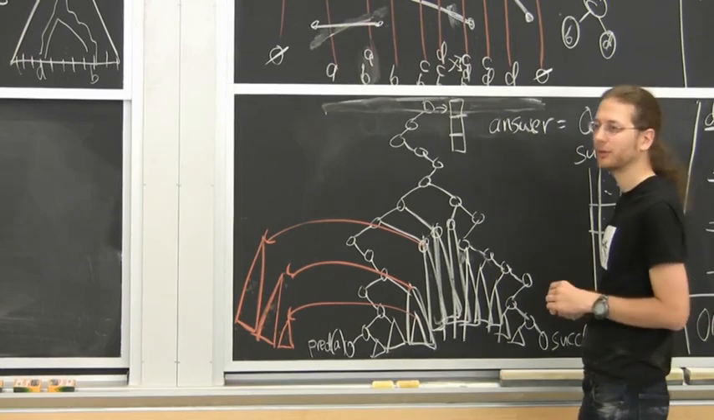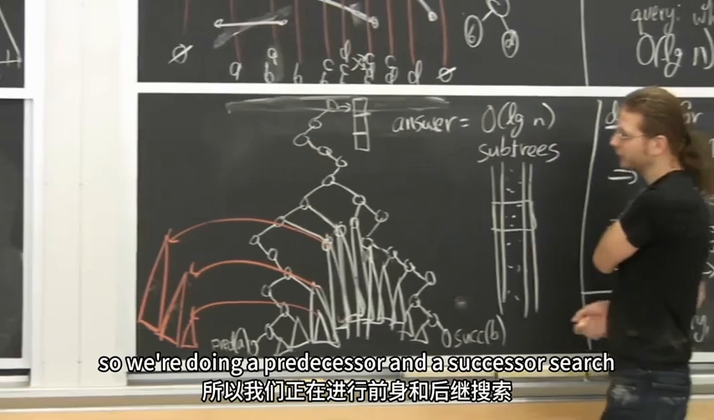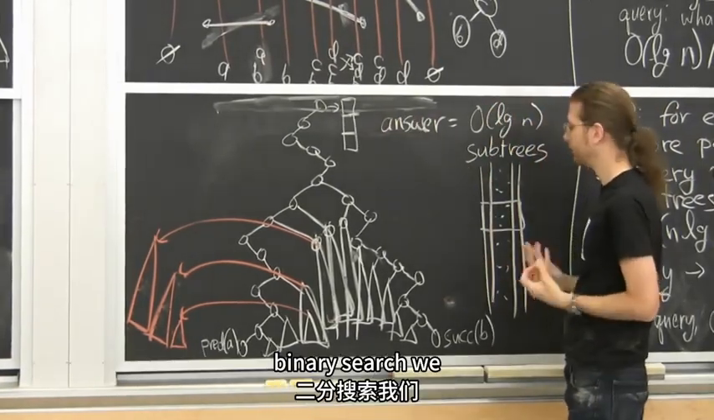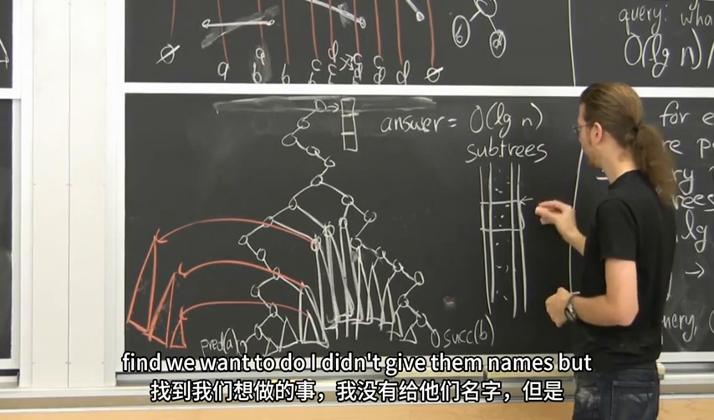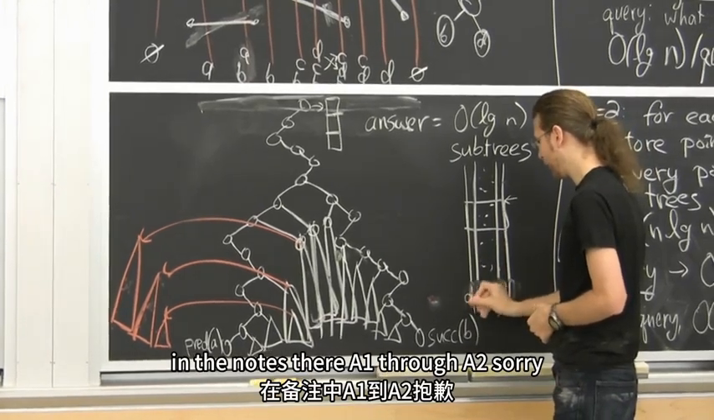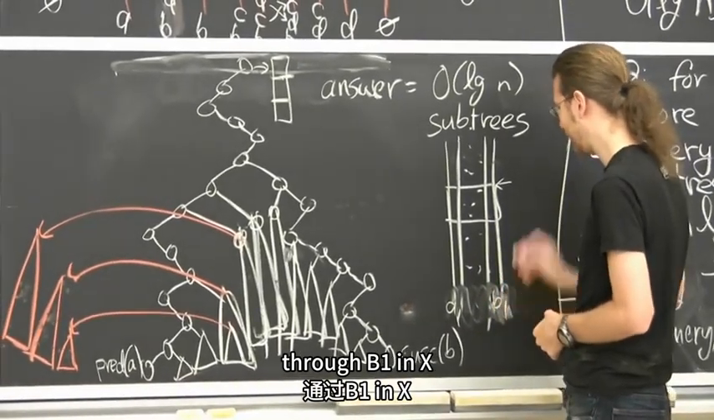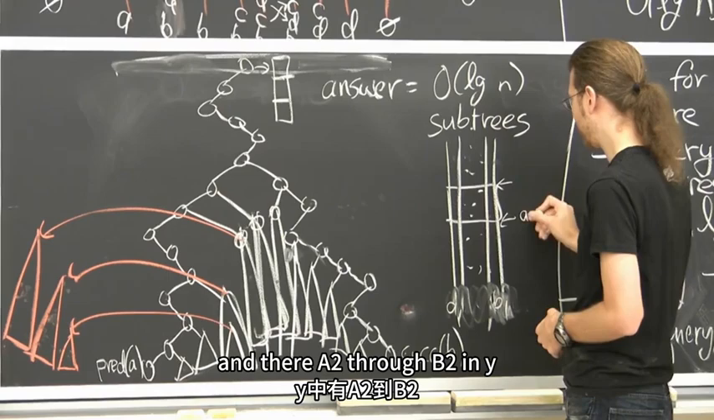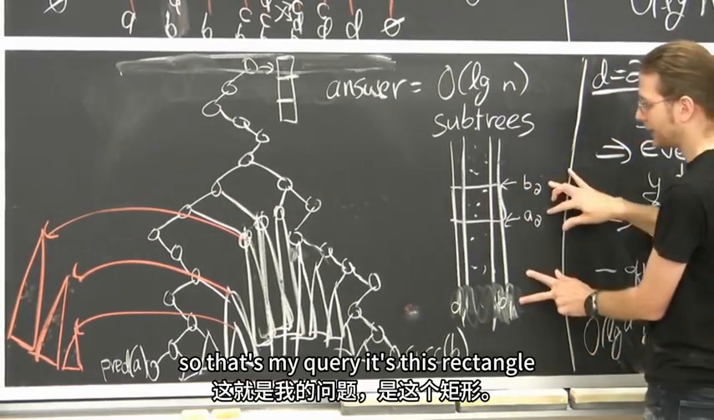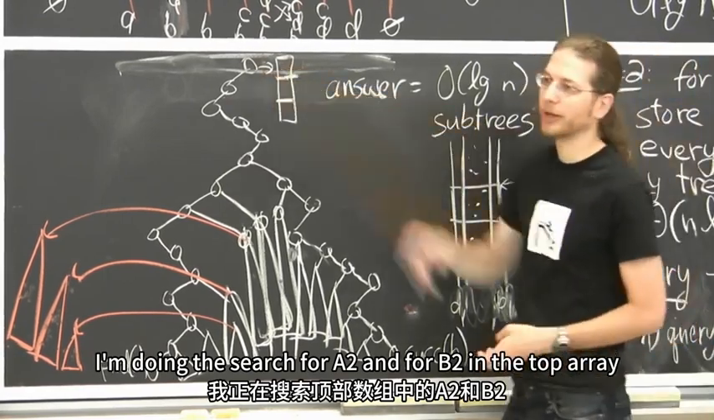Question? So those are the upper and lower bounds from the predecessor and successor queries. Yeah, right. So we're doing a predecessor and successor search in this array. Binary search, we find... I didn't give them names, but in the notes they're A1 through B1 in x, and they're A2 through B2 in y. So that's my query. It's this rectangle. I'm doing the search for A2 and for B2 in the top array.